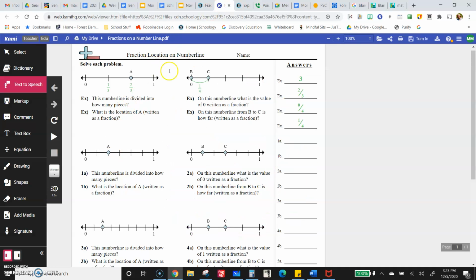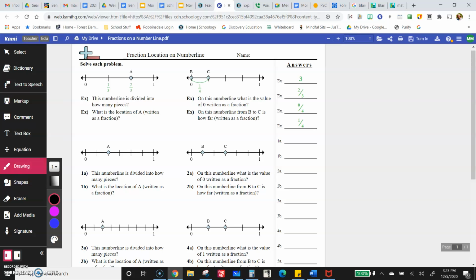So then there's different questions that this one is asking you. Sometimes it asks you how many pieces it's divided into. Sometimes it asks you to name the fraction that would be. Sometimes it even asks you how far away are these 2 points. So you can say, okay, well, 1, 2, 3, 4, 5, 6. I know this is divided into sixths. They're 1, 2 jumps away, so they are 2/6 away. So 2b would be 2/6, because that's how far away they are from one another.